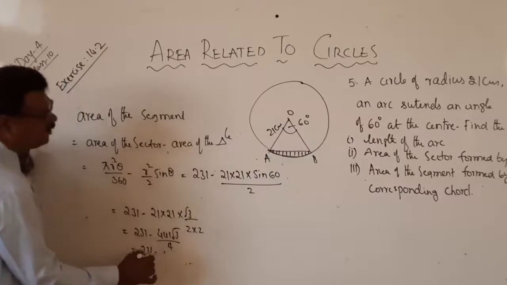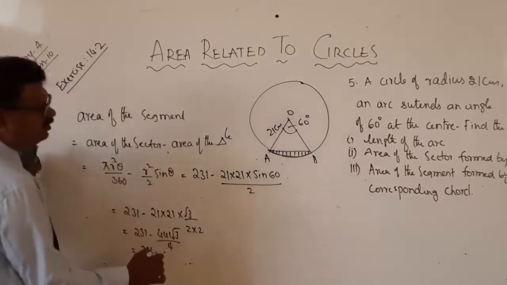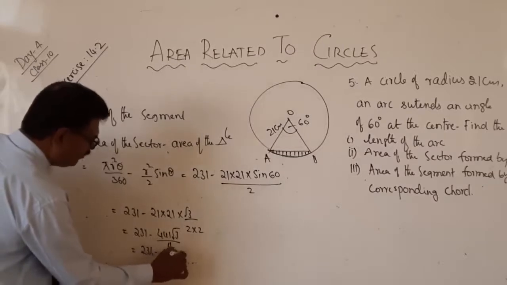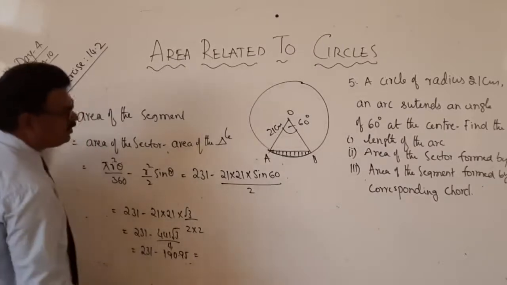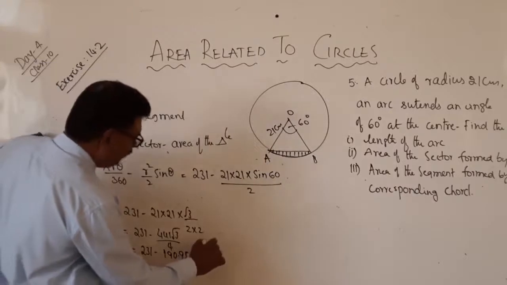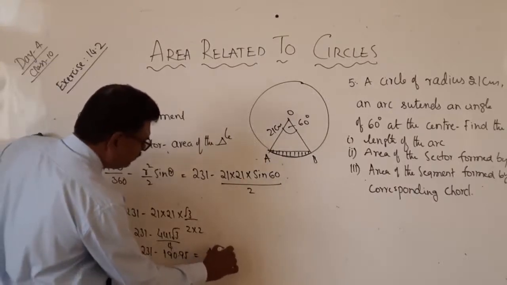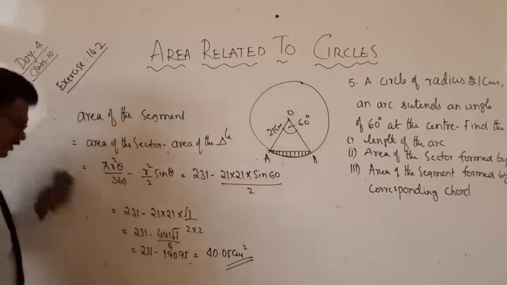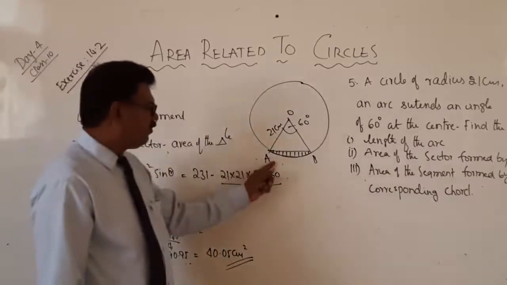It is approximately 190.95. So it is equal to 40.05 centimeter square. Therefore, this is the area of the minor segment.